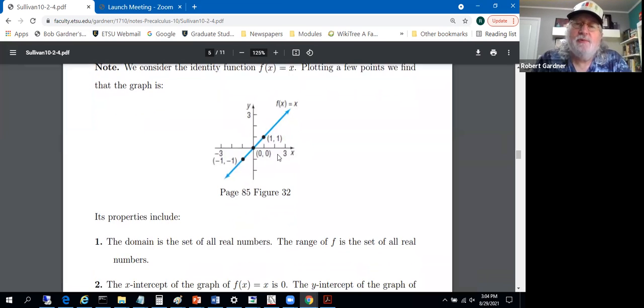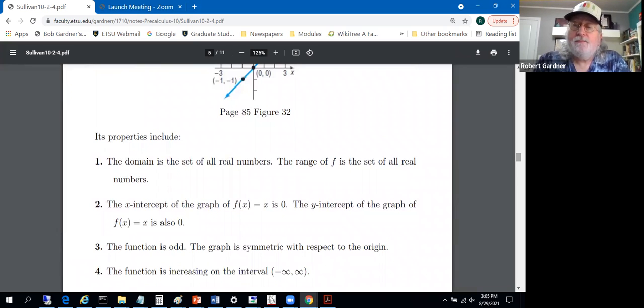Domain, all real numbers. Anything goes in. Range, all real numbers. Anything comes out. X-intercept, Y-intercept, right there. X-intercept is 0, Y-intercept is 0, speaking in terms of X and Y values, as we've started to do.